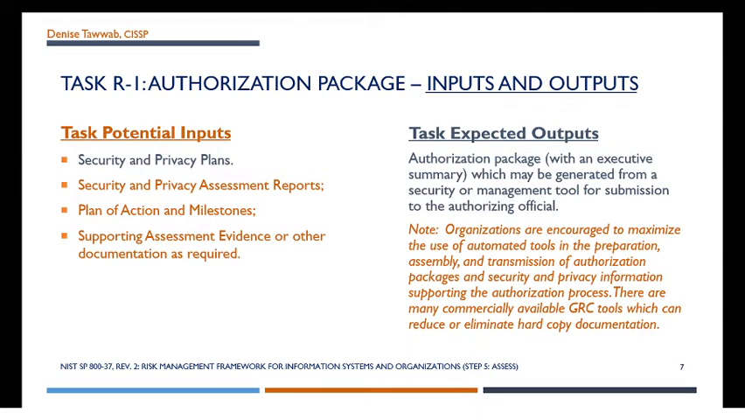Potential inputs to your authorization package include the security and privacy plans, the security and privacy assessment reports, the plan of action and milestones, the supporting assessment evidence or other documentation as required. The expected output from the authorization package task is an authorization package with an executive summary, which may be generated from a security or management tool for submission to the authorizing official.